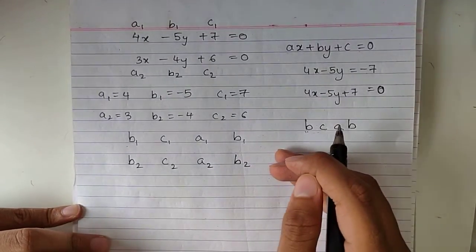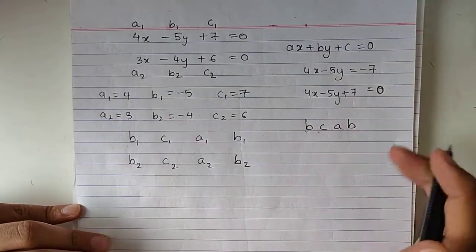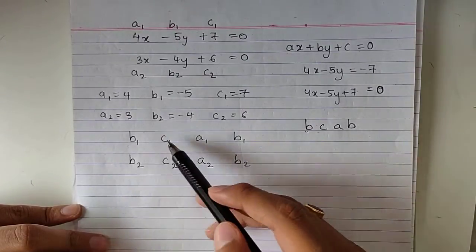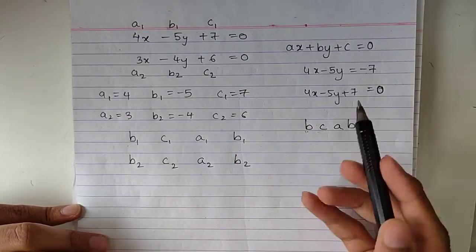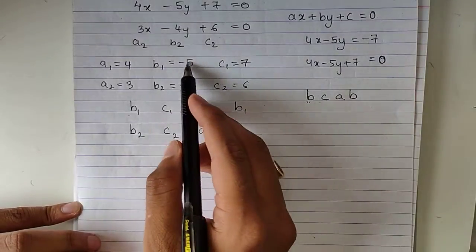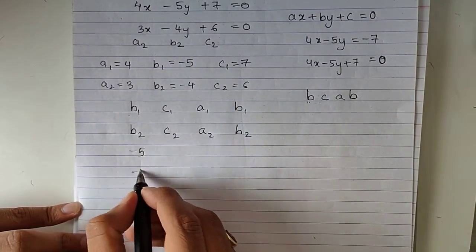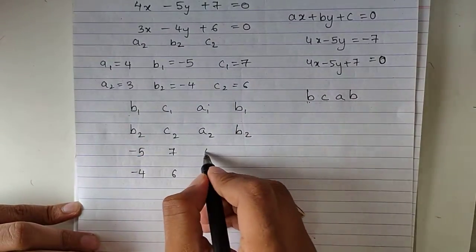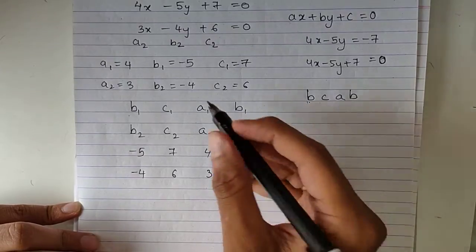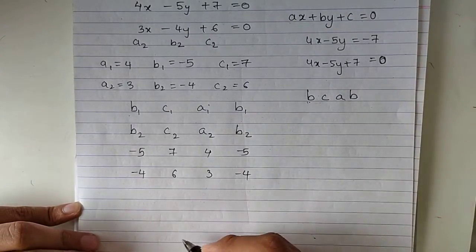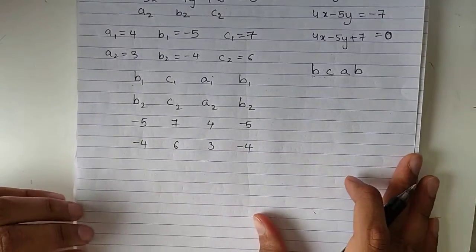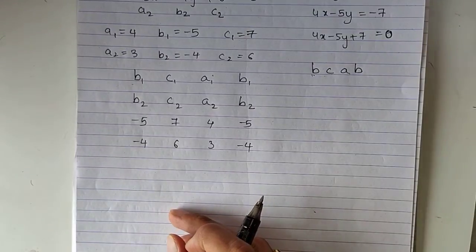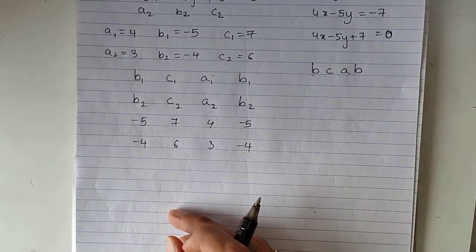Now you have to remember this. You have to remember these steps. There is no substitute to it. So once this is done, now substitute the values here for B1 B2, C1 C2, A1 A2 and so on. So B1 B2 is -5 -4. C1 C2 is 7 6. A1 A2 is 4 3. And B1 B2 is -5 -4. Okay. Once you have done that, the next step is to cross multiply. Okay.